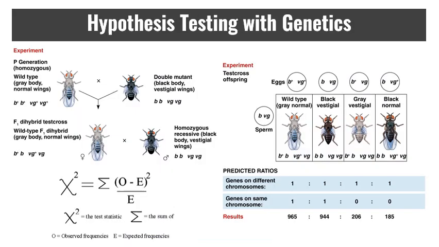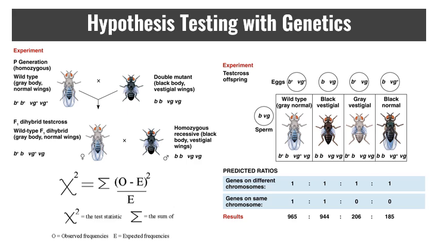The assortment of chromosomes produces genetic recombination of unlinked genes. So if genes are unlinked, they're going to be inherited separately. If genes are linked or on the same chromosome, they're going to be inherited together. So we can use chi-square, we can use these predictions to determine whether this trait is something that is linked or not.